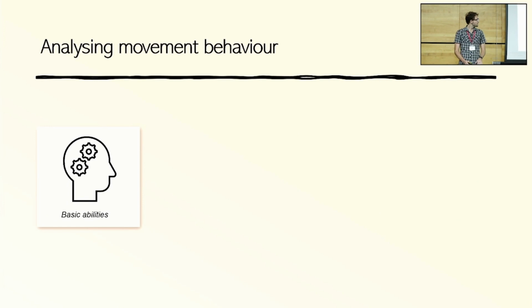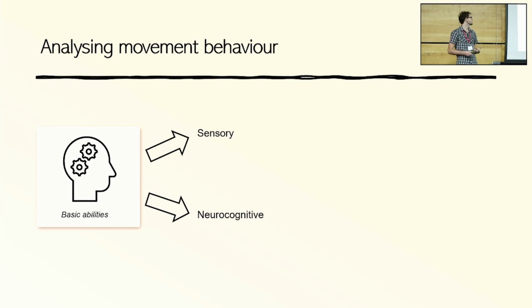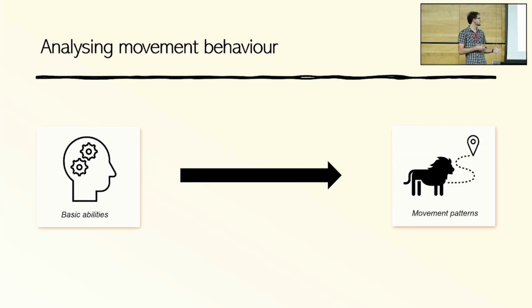Of course, there are a number of ways that we can study an animal's behavior. At the base level, you can look at the fundamental abilities of the animal, whether that be the sensory techniques and capabilities of the animal, or on the neurological level, you can look at their navigational capacities, their spatial awareness, or memory capabilities. On the other side, ecologists can look at the movement patterns, the realized patterns of movement.